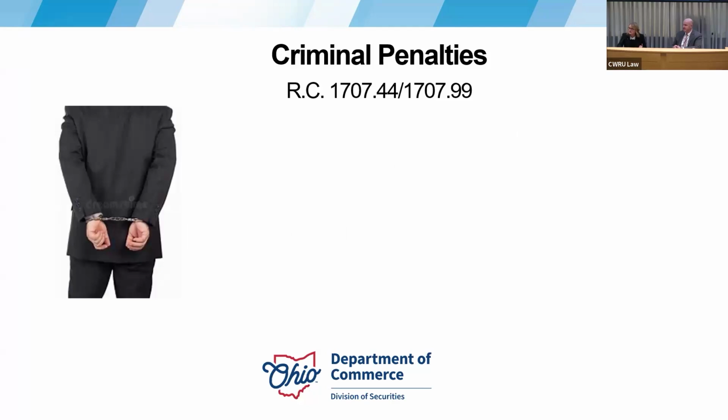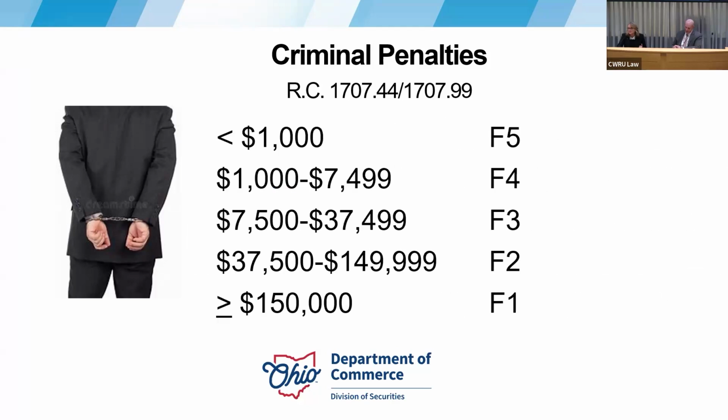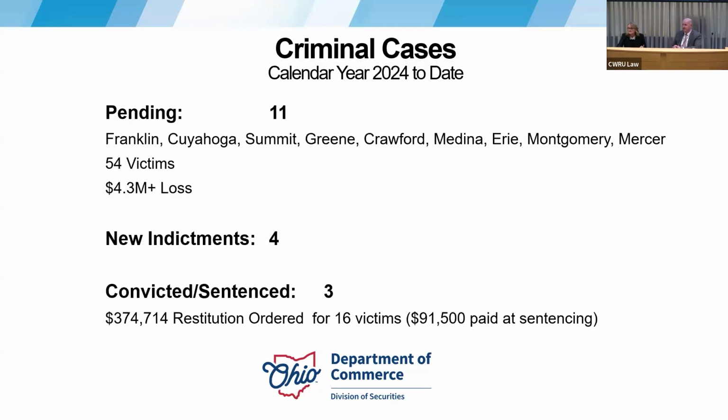Okay, let's talk about criminal stuff. The Ohio Securities Act has criminal penalties. $1 is a felony. And you get to a felony of the first degree, which is up to 11 years in prison, at $150,000. So not only do we have criminal authority, that authority is a pretty heavy hammer as it relates to the level of felonies in our cases.